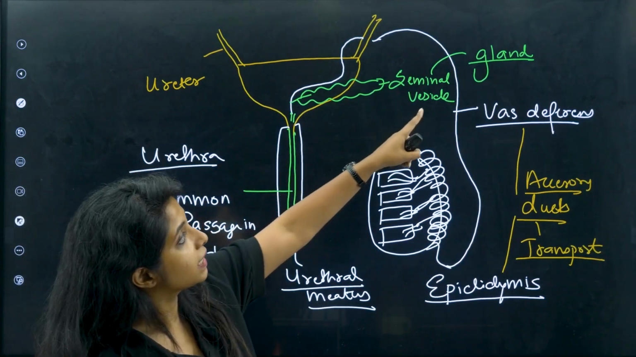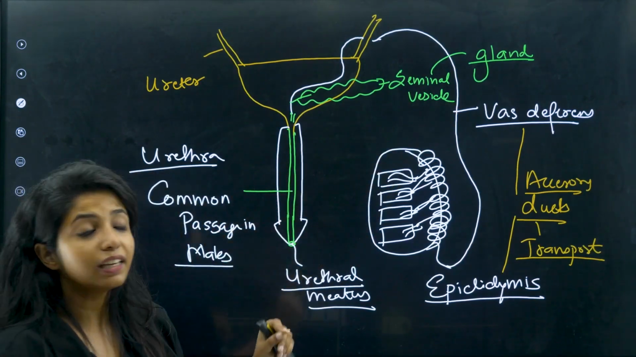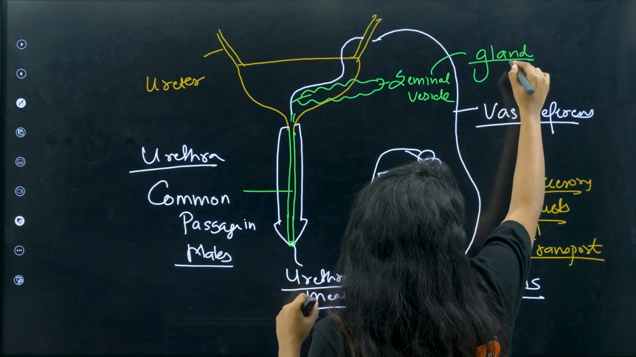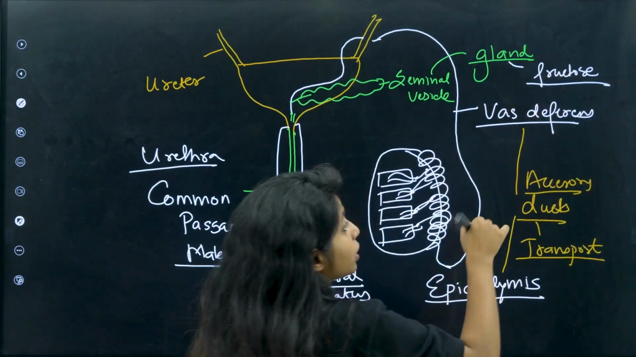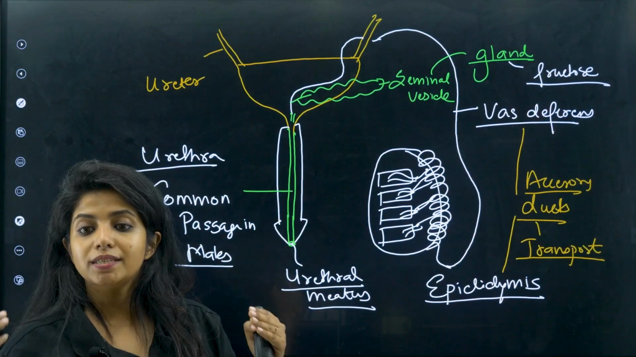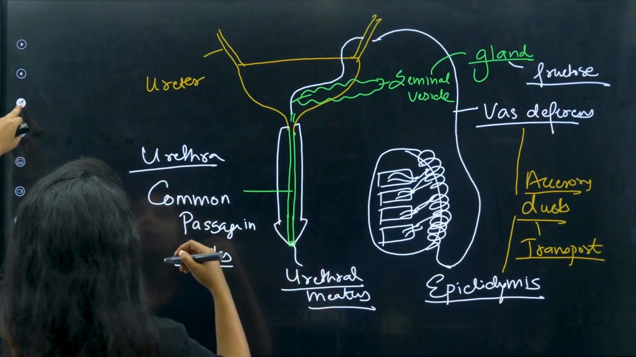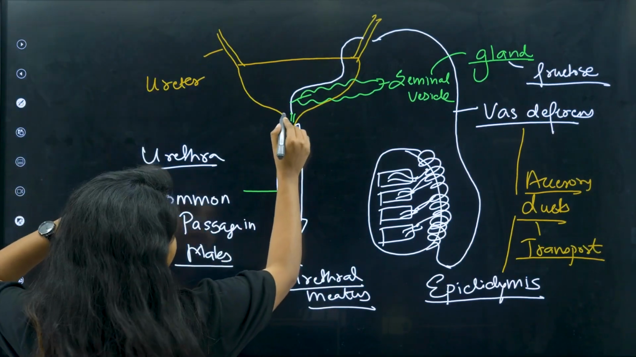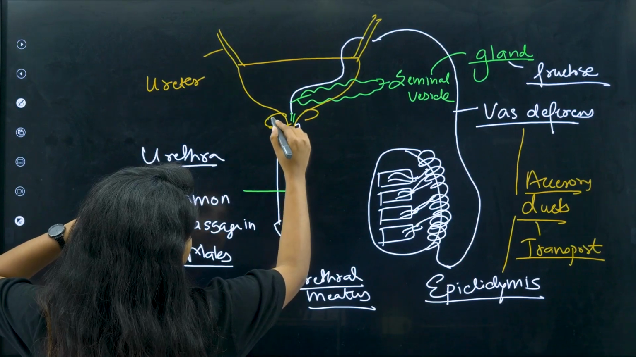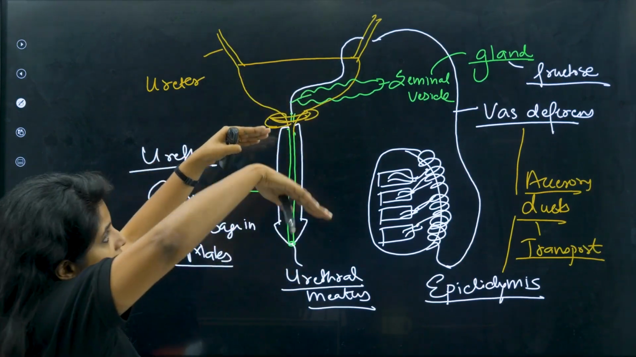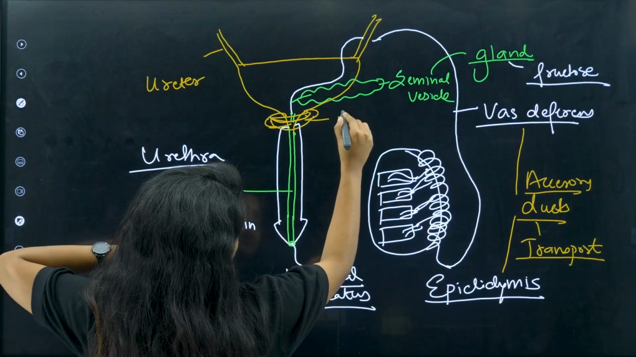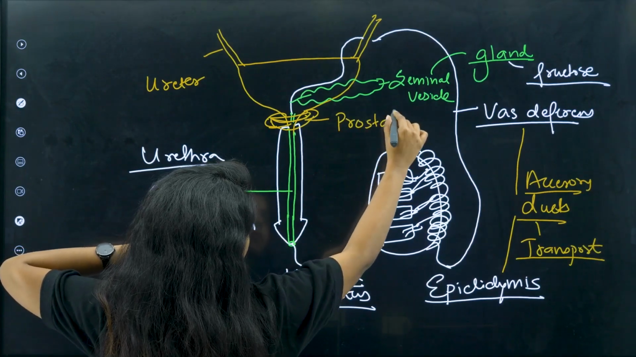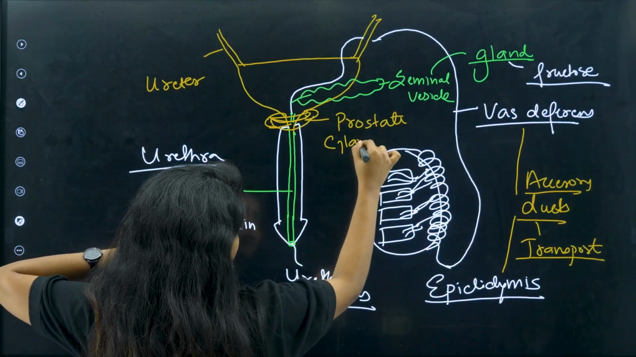Now this seminal vesicle, as I said, is going to give out some secretion, and this secretion is rich in fructose. Fructose is a form of energy that you are giving to the sperm so that the sperm can easily move. Then if you go around, there is another gland over here which surrounds the whole thing, such that everything passes down inside it. This particular gland is known as the prostate gland. Again mentioned in your NCERT, so you have to know.